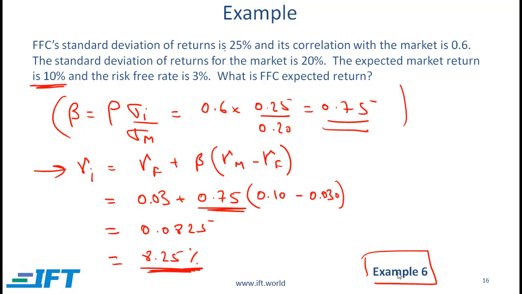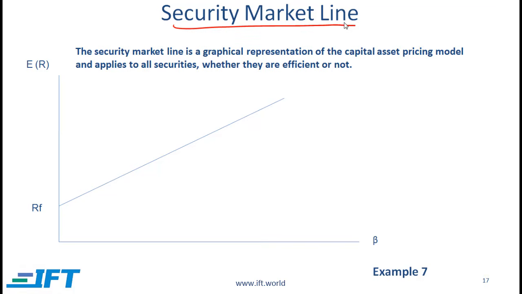Now I want you to do example 6 from the curriculum. Security market line. The security market line is a graphical representation of the capital asset pricing model and applies to all securities whether they are efficient or not. Later in this lecture, we will talk about how we can identify overpriced and underpriced securities. At this stage, all I want to do is make sure that you recognize that this particular line is simply the capital asset pricing model.